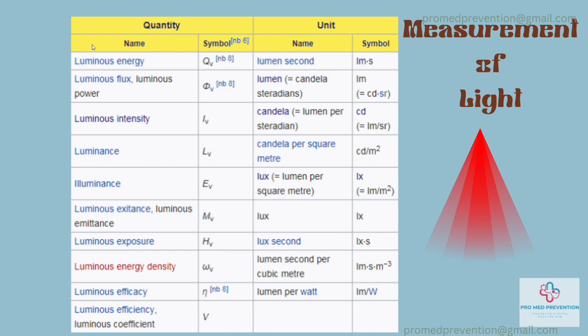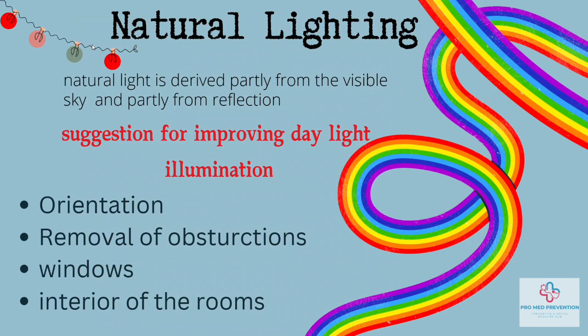Coming to the natural lighting process, it's partly derived from the visible sky and partly from reflection. Light comes into the room by reflection from light-colored objects. Efficient utilization of natural light calls for careful design, location, and orientation of buildings, and the relationship between buildings. Natural lighting also depends upon the day, season, weather, and atmospheric pollution.